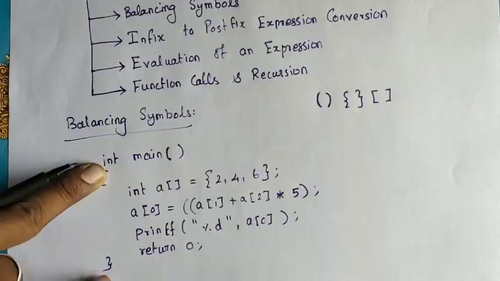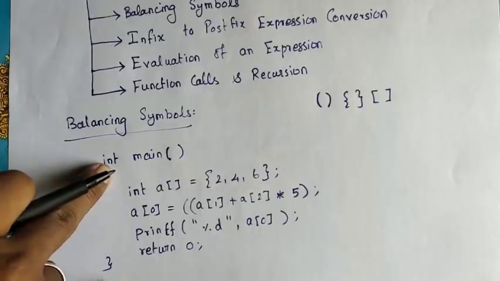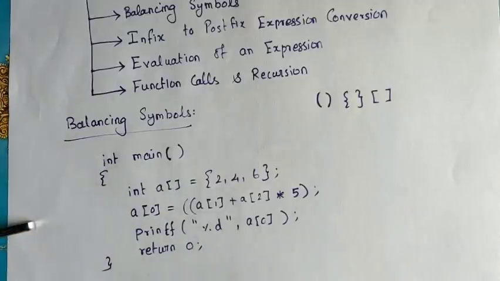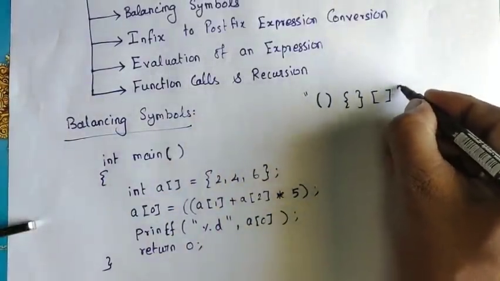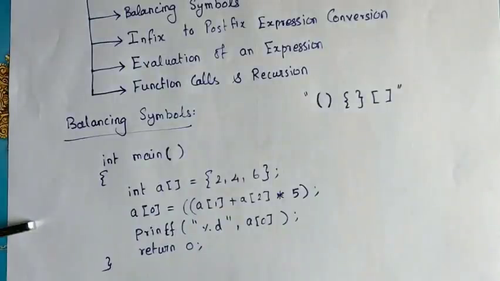This close brace does not have any open brace. Like that, it will show an error. So the compiler's first step is balancing all the symbols. Symbols means here we are considering only these brackets, checking whether every open bracket is completely balanced or not.